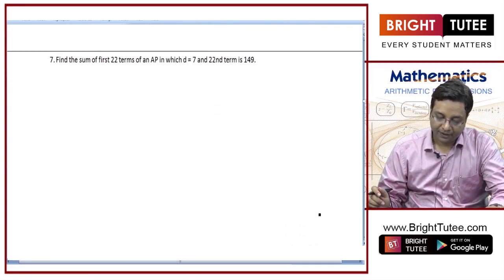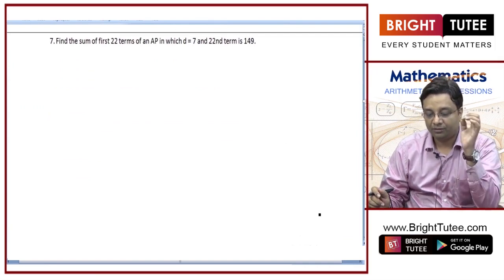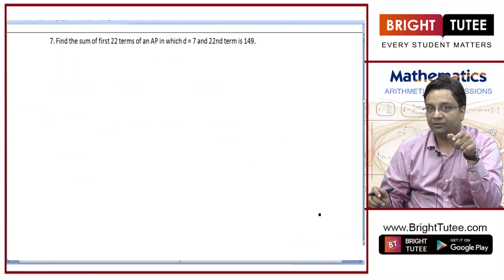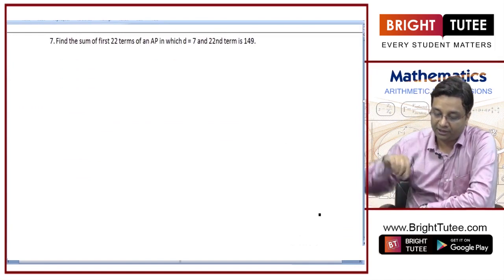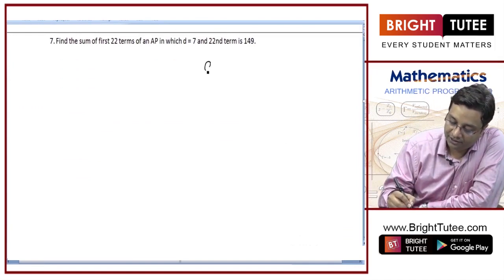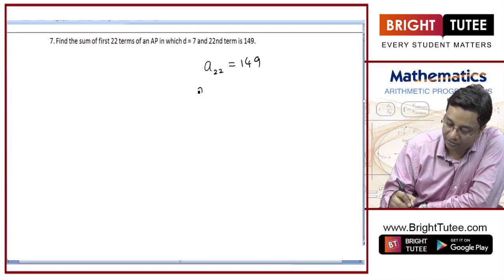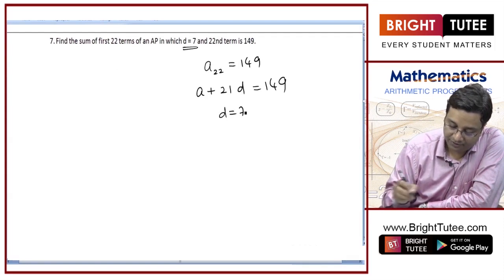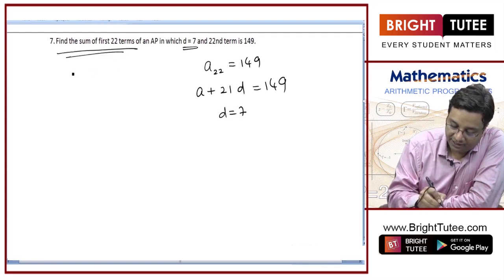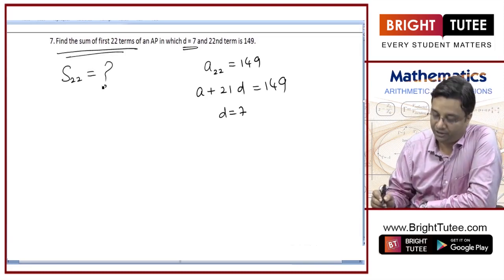Okay. Find the sum of first 22 terms of an AP in which D is equal to 7 and 22nd term is 149. So A22 is given as 149. What is A22? A plus 21D. It is equal to 149. And what other information is given? D is equal to 7. And we need to find S22.